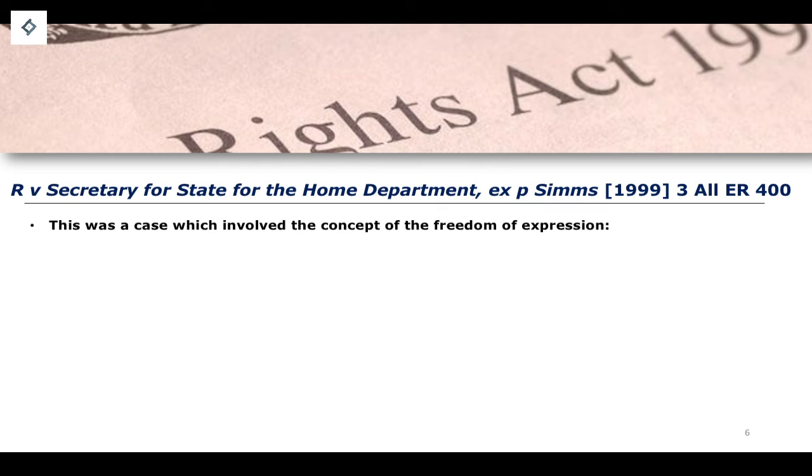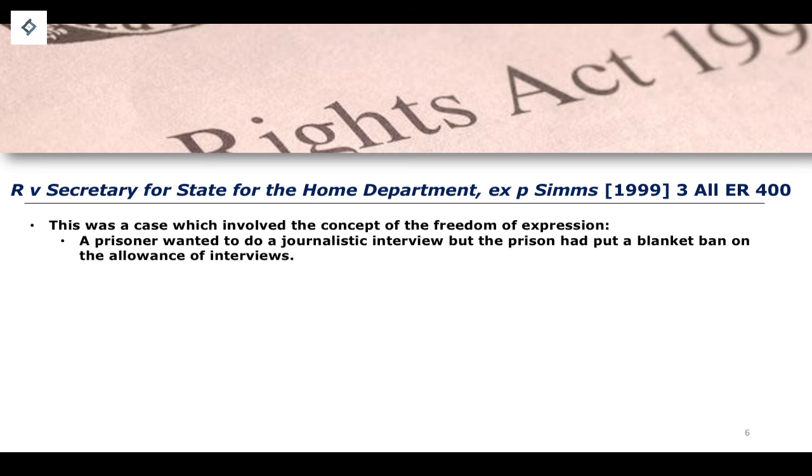Again, this was a case which involved human rights, specifically a freedom-related right, which is the freedom of expression. A prisoner wanted to do a journalistic interview, but what the prison had done was put a blanket ban on the allowance of interviews in all of their possible characteristics or possible forms. So any interview whatsoever could not be done as per this rule that was implemented by the prison.